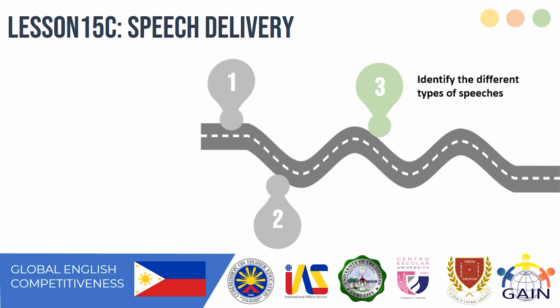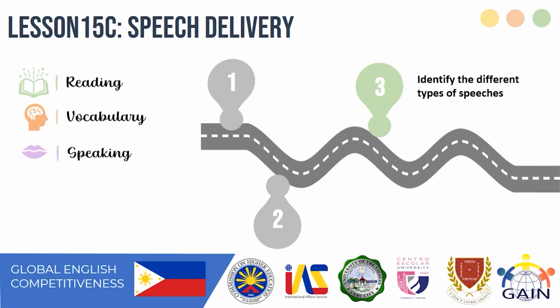And with that, we have covered our third can-do objective, which is to identify the different types of speeches. In this lesson, we read an article on the different types of speeches according to the manner of delivery. We also tested your vocabulary. You recorded a manuscript speech and looked for examples of impromptu, extemporaneous, manuscript, and memorized speeches online.